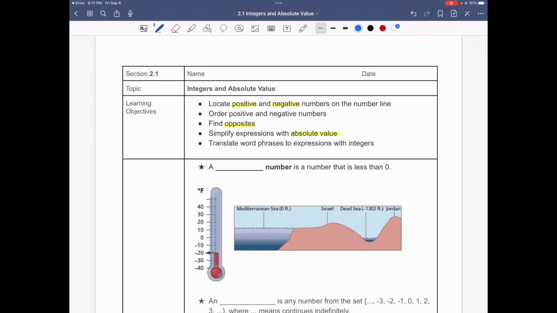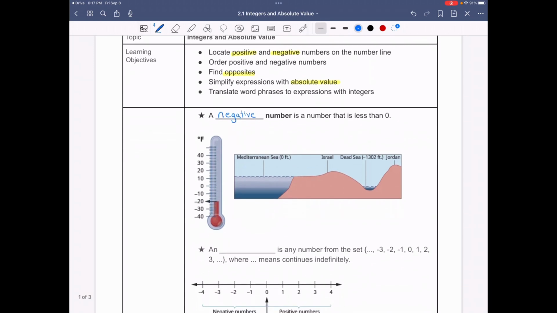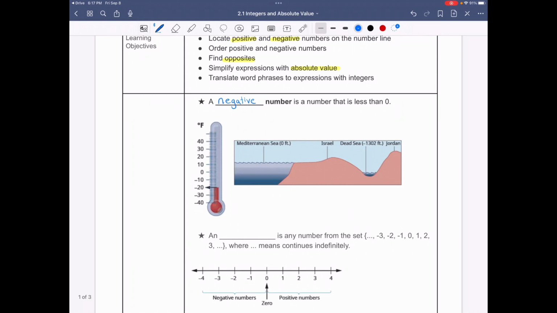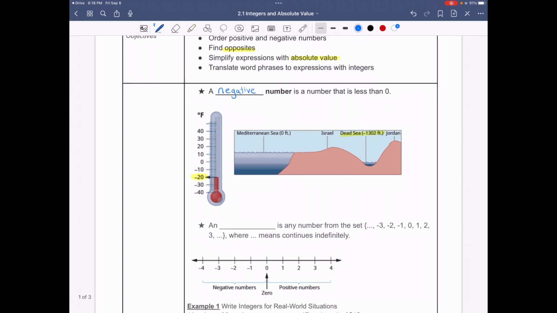Let's start with negative numbers. A negative number is a number that is less than 0. You can see numbers like that on the thermometer below sea level. And then you can have above sea level for positive numbers. But right here you can see there's a negative 20. So the temperature is negative 20 degrees. And the Dead Sea is negative 1,302 feet below sea level.